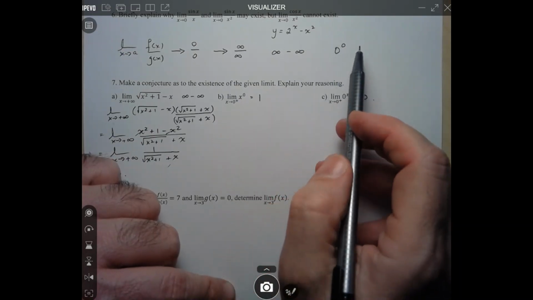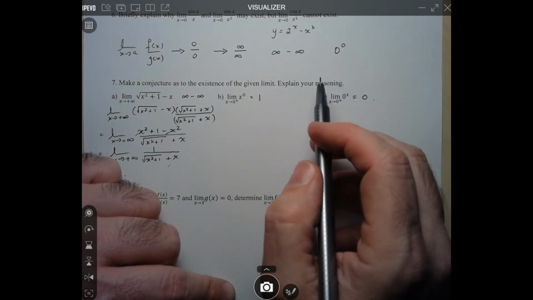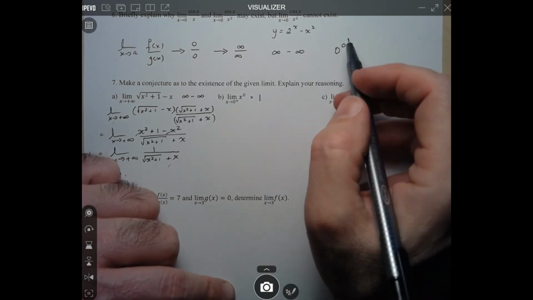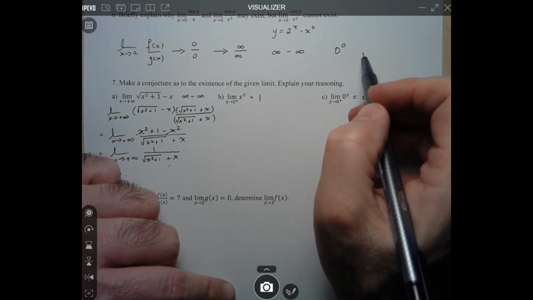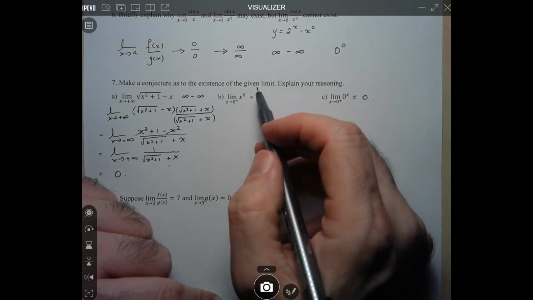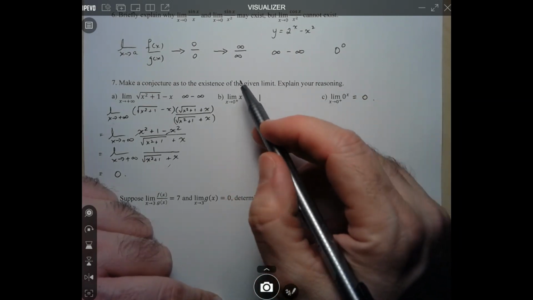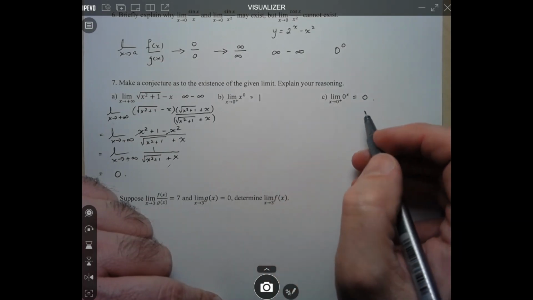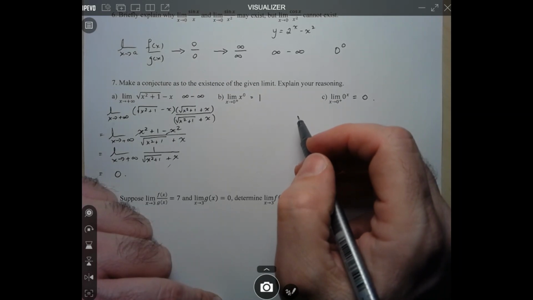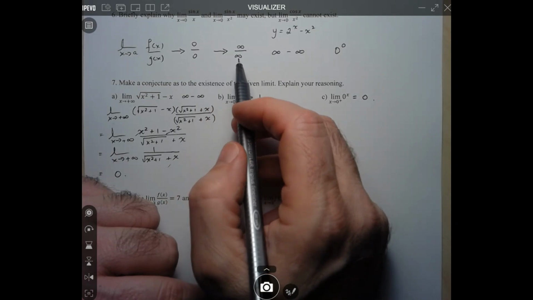So 0 to the 0 technically is an undefined expression. Now, having said that, there are times when it's useful to define this as being equal to 1, but technically the expression is undefined. And when we see it in a limit, it's an indeterminate form. So here we had to investigate, we had to actually figure out what these limits approached, and we saw that they actually approached different numbers. But as I said, these are the two indeterminate forms that we're going to be focusing on.